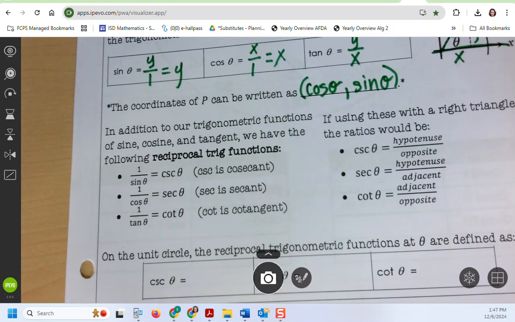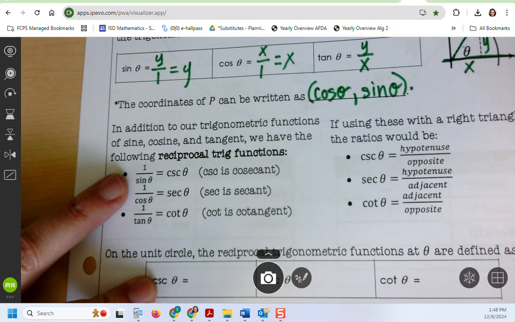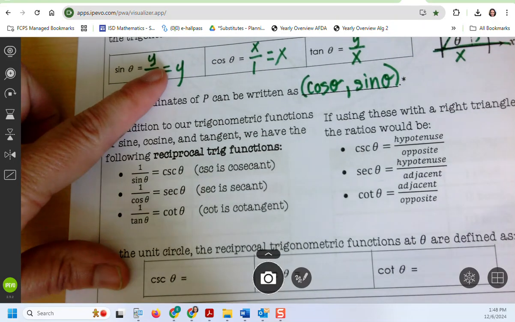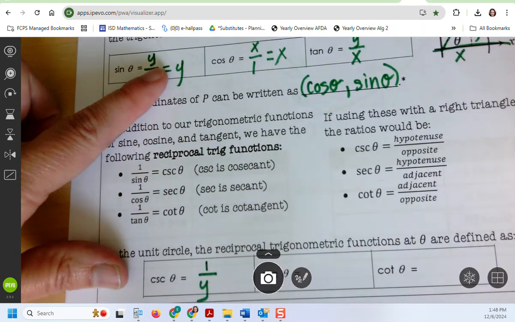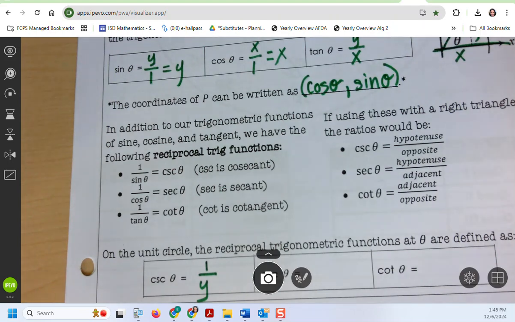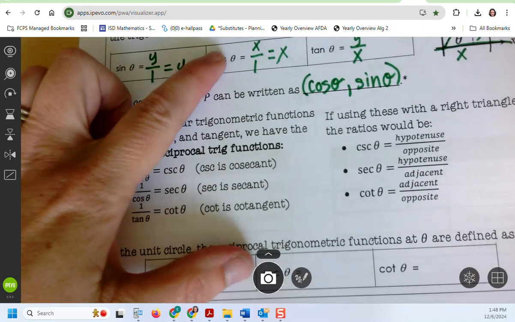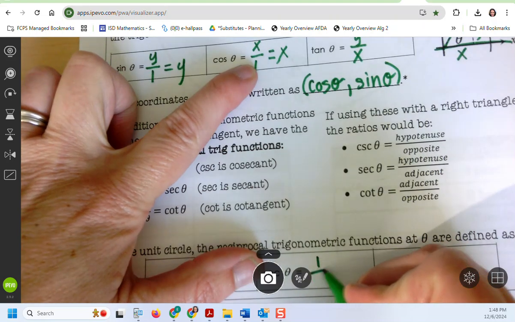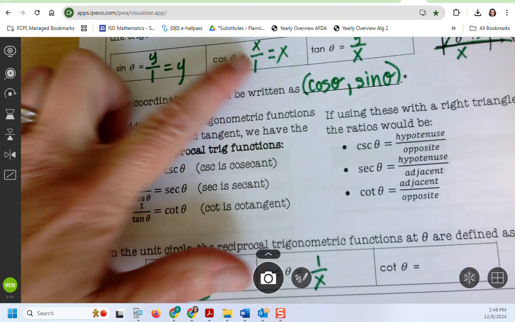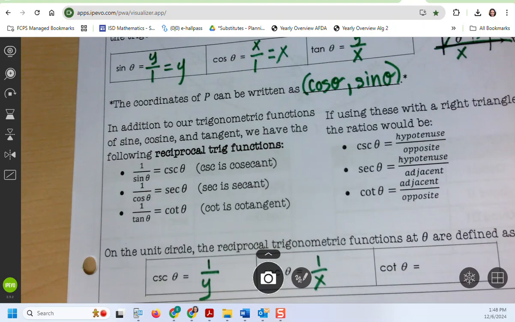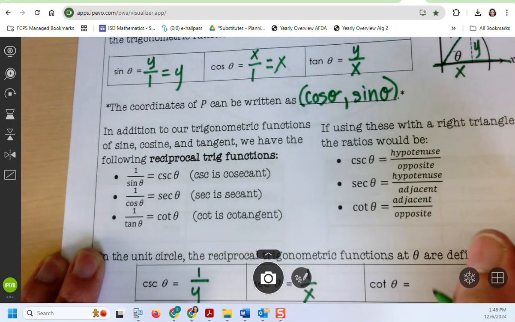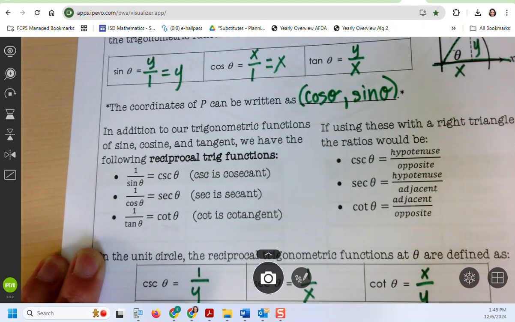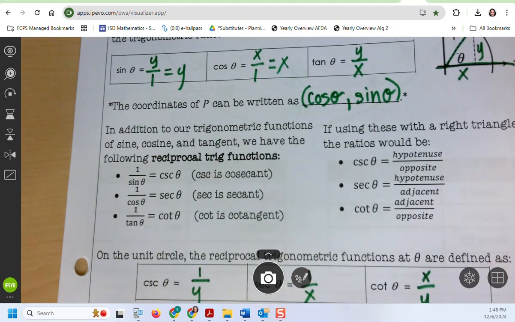On the unit circle, the reciprocal trigonometric functions at theta are defined this way. Since cosecant is the reciprocal of sine and sine is y, it's just 1 over y. Since secant is the reciprocal of cosine and cosine is x, it's just 1 over x. And for cotangent, the reciprocal of tangent is x over y. So those are definitions that we'll be using a little bit later in class.